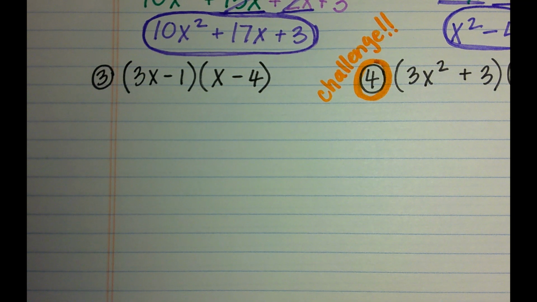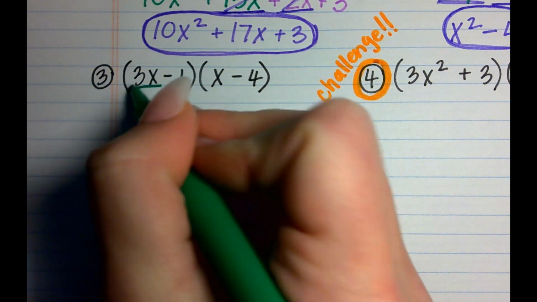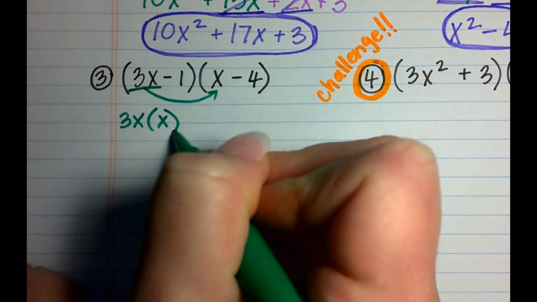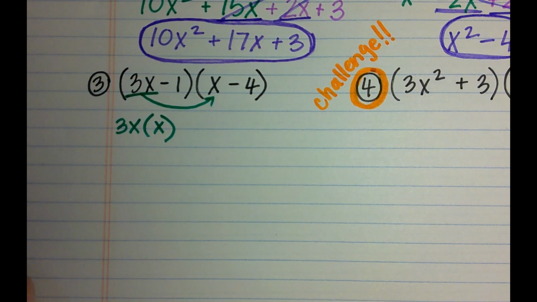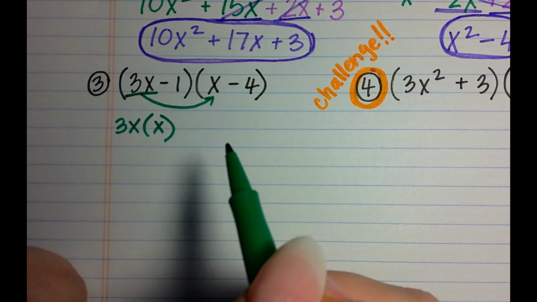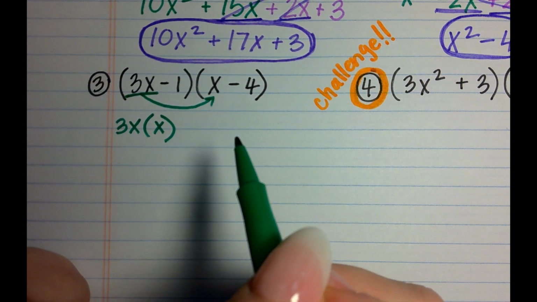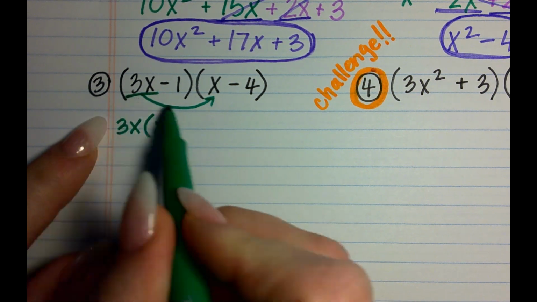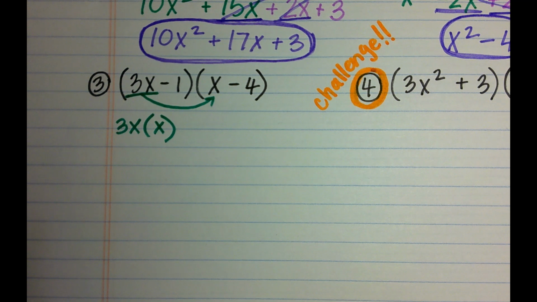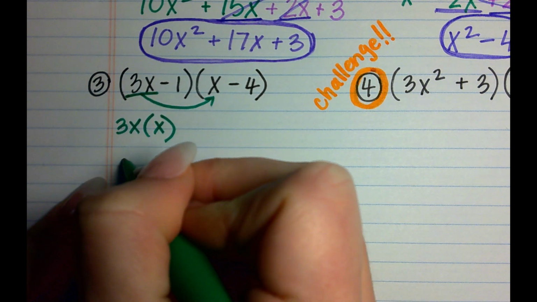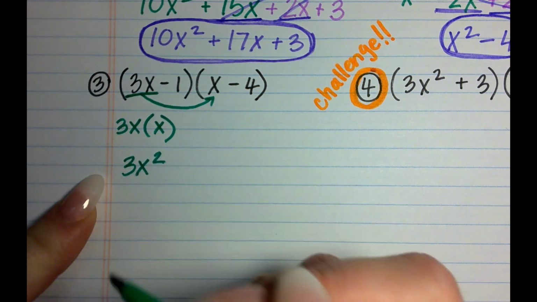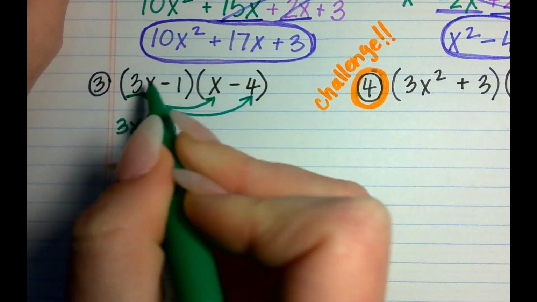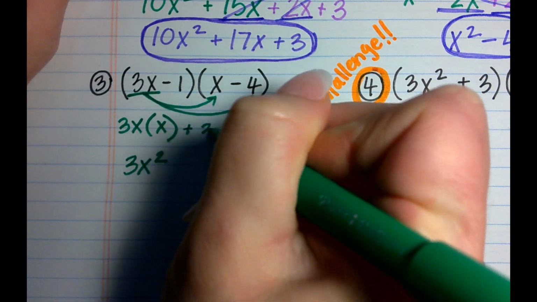3x. X. Perfect. We're into the first terms, which is 3x and x. That's a good first step. That's perfect. Okay, so that was our first terms. What comes next? 3x squared. Oh yes, 3x times x does give us 3x squared. 3x times negative 4. Yes, our outer terms are next. 3x times negative 4. Negative 12x.